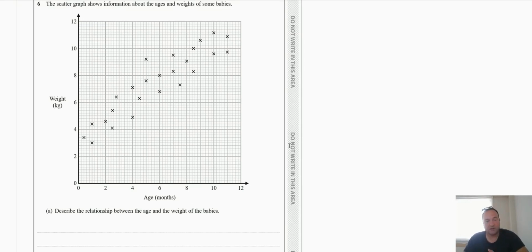Now, hopefully what you can see here, guys, is we've actually got a positive correlation, because as we increase the weight, so does the age increase, and vice versa. So we can see that the relationship is a positive correlation.